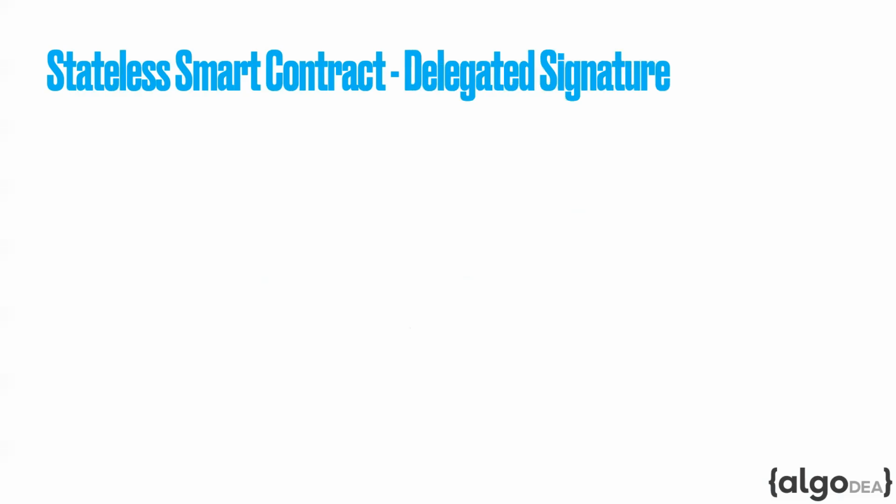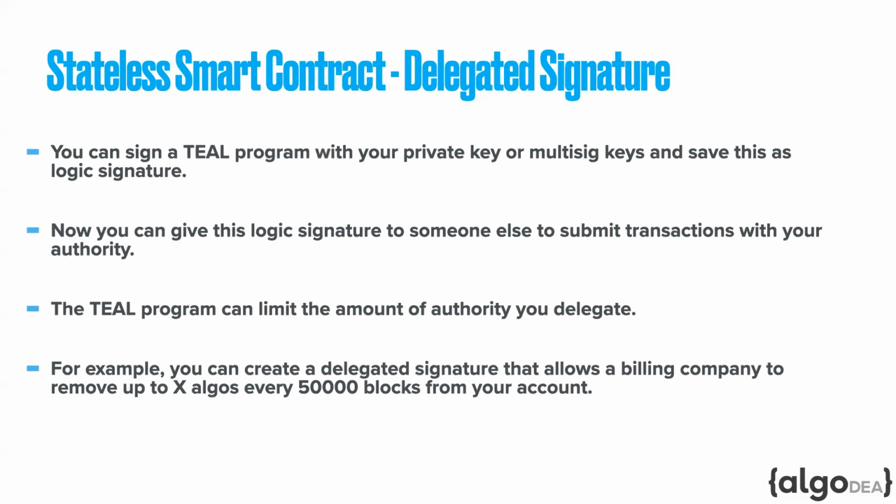rejected. The next usage mode for a stateless smart contract is delegated signature. So in this mode, you can sign a TEAL program with a private key or multi-sig keys and save this as a logic signature. Now you can give this logic signature to someone else to submit transactions with your authority. The TEAL program can limit the amount of authority you delegate. For example, you can create a delegated signature that allows a billing company to remove up to X algo from your account every 50,000 blocks.